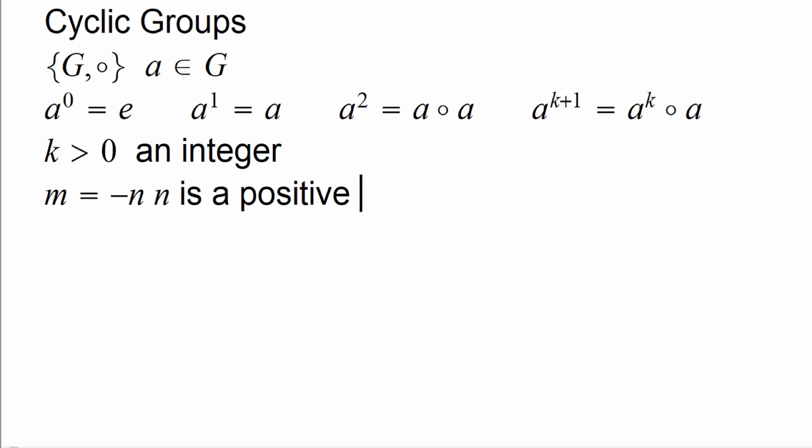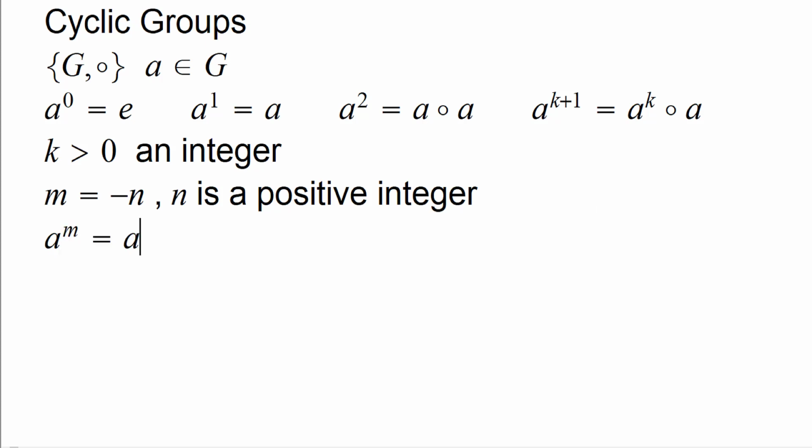So what we do is this, we shall define a to the power m as a inverse to the power n, because a inverse is an element of G and we can do that. So it's pretty simple. If you look at it, I think I made a very simple thing too complicated.